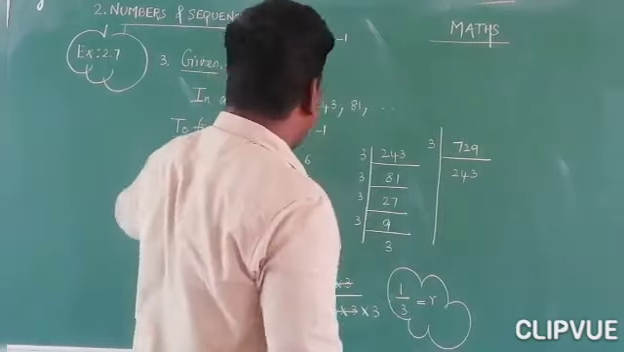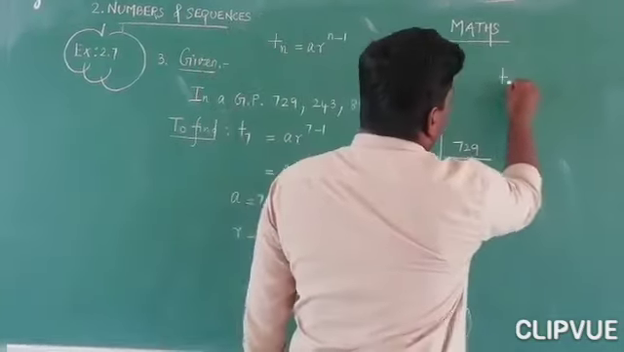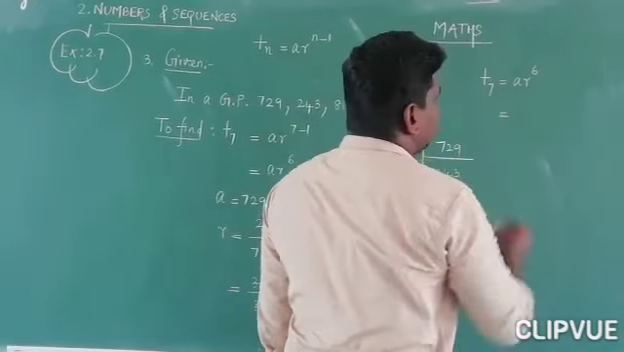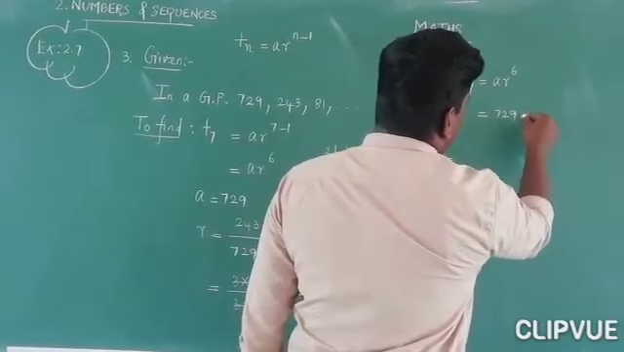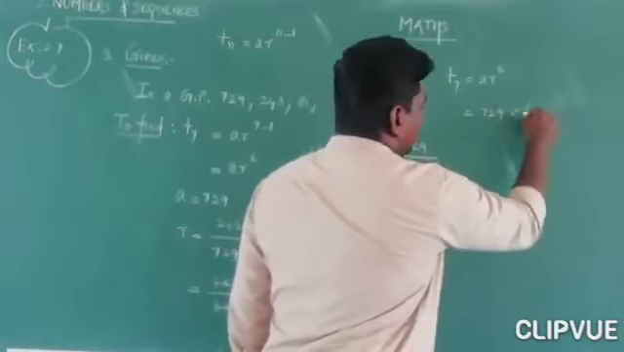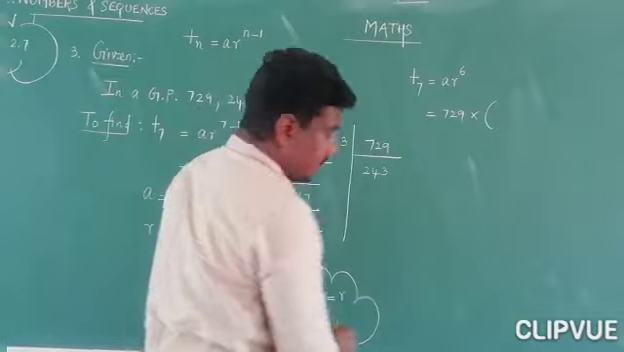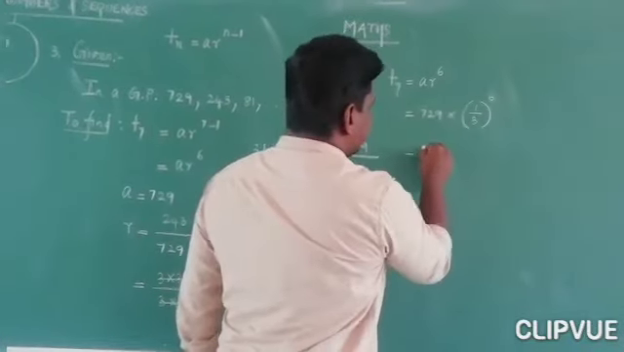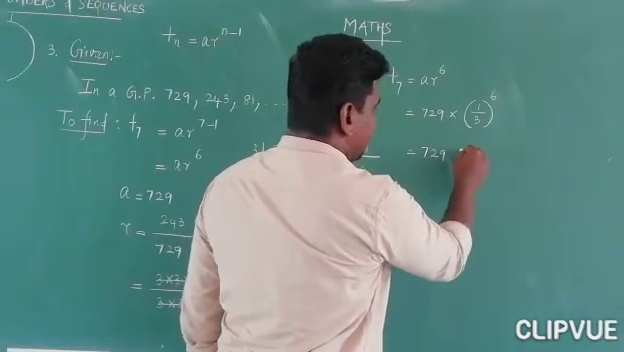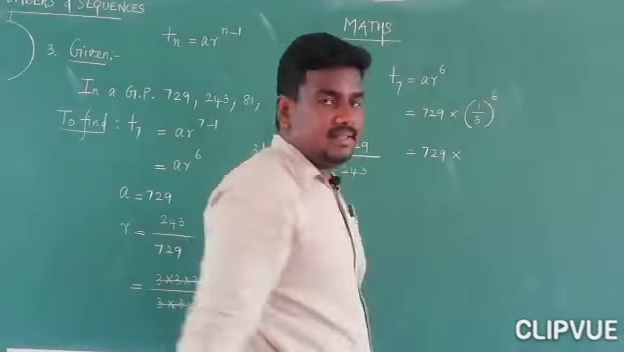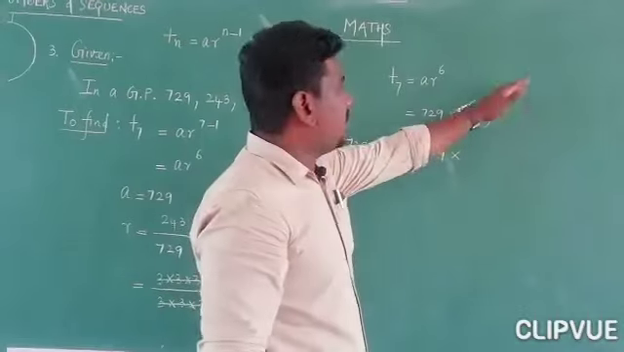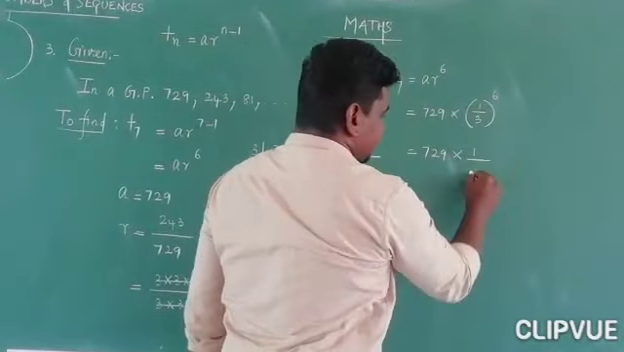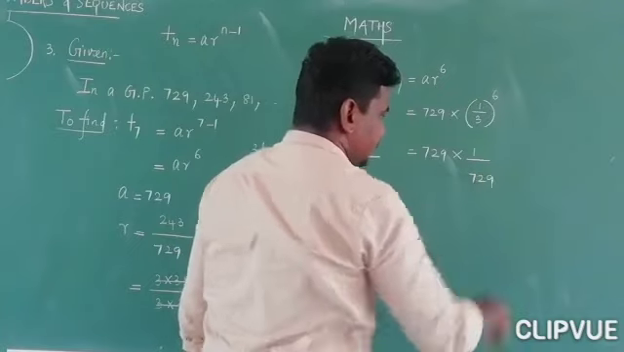Okay. So now we can find T7. T7 is equal to a r power 6. What is a? That is 729 into r. What is r? 1 by 3. So 1 by 3 whole power 6. This can be written as 729 into 1 power anything is 1, you know that. 1 power 6 means 1.